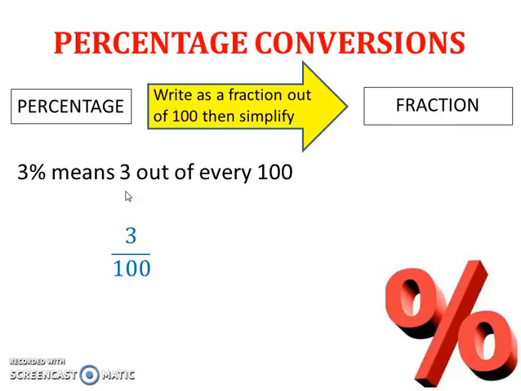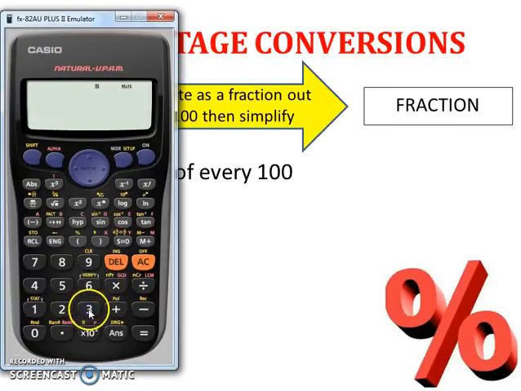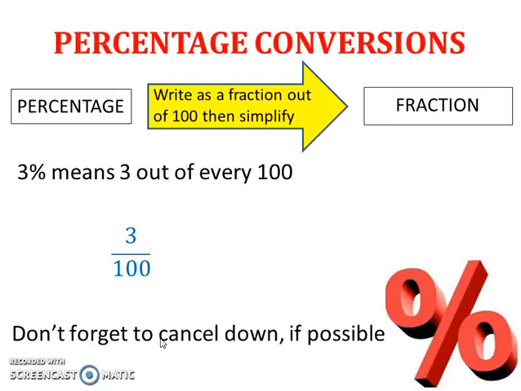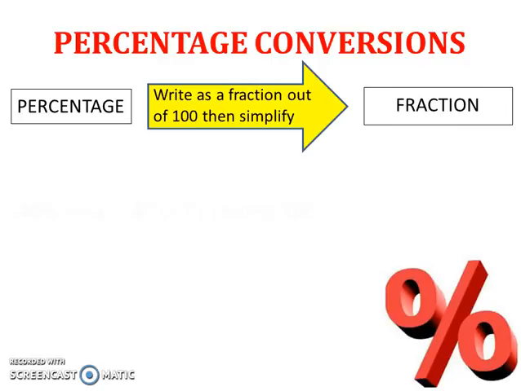So is there any number that goes into the 3 and into the 100 as well without any remainders? So there's none, so that's as simple as possible. You can always check this on your calculator by putting in 3 over 100 and pressing equals. And then because it stays the same, then that's as simplified as it can go. Alright, so just reminding yourself to cancel down whenever you can.